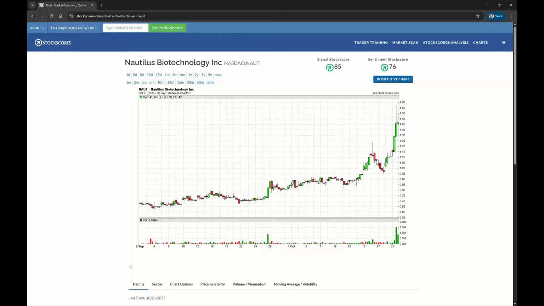MP Materials, any thoughts? You got to give me the symbol because I don't know the symbol, but I'm happy to look at any stock you want if you give me the symbol. Someone asking about AMD.